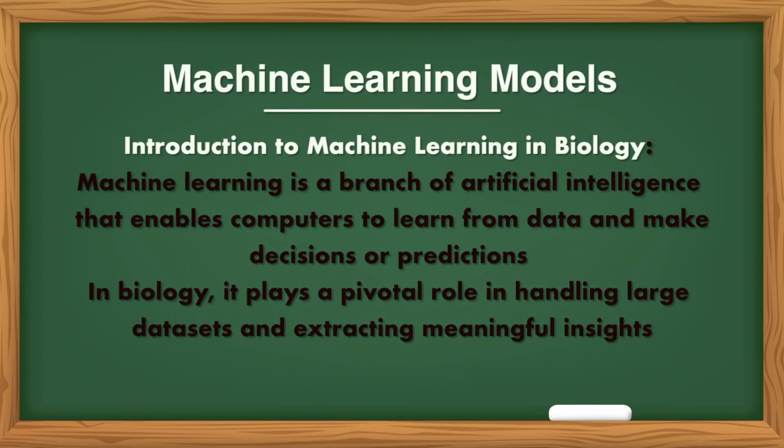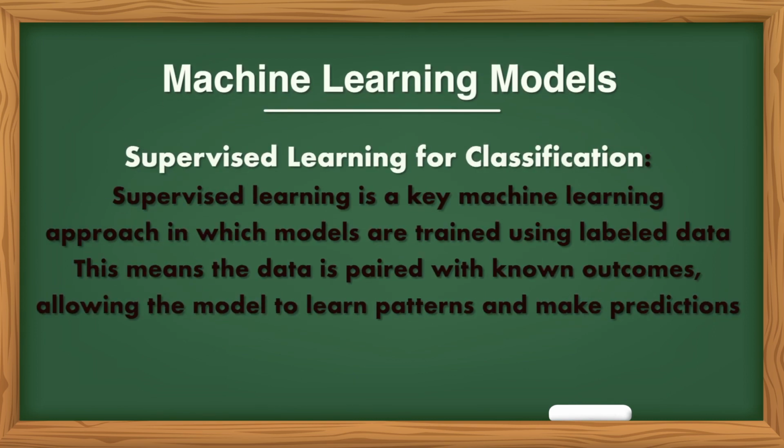So, machine learning is a branch of artificial intelligence that enables computers to learn from the data and make valuable decisions or predictions. In biology, it plays a pivotal role in handling large data sets and extracting meaningful insights. So, let us first explore supervised learning for classification.